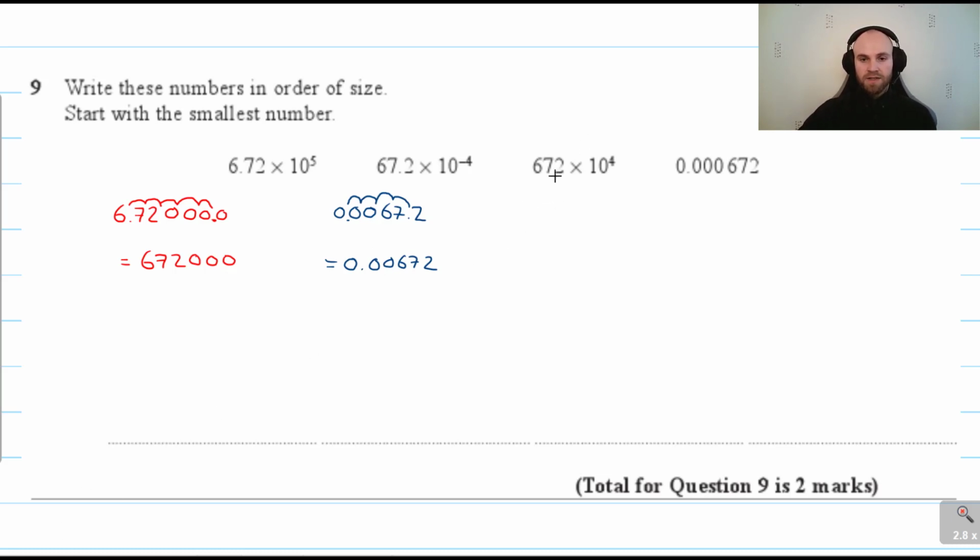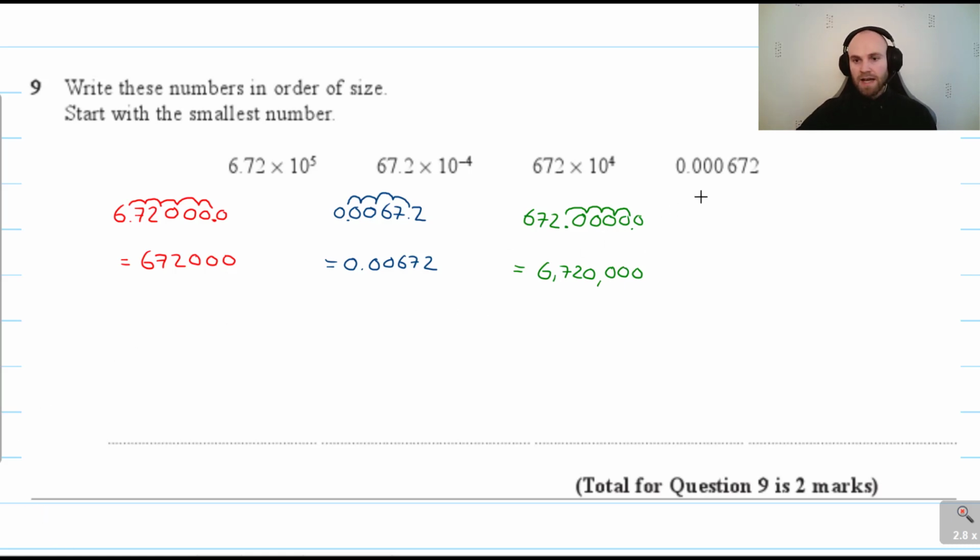Next one I'm going to put in green. So we have 672 times 10 to the power of 4. So 672, the decimal point is going to be here. I'm just going to put some extra zeros in here. And this decimal point, it's going to make the number bigger. So we need to move this decimal point 4 places to the right. So it's going to go 1, 2, 3, 4. So it's going to go there. So that is going to equal, what is that going to be? 6,720,000. Looks about right.